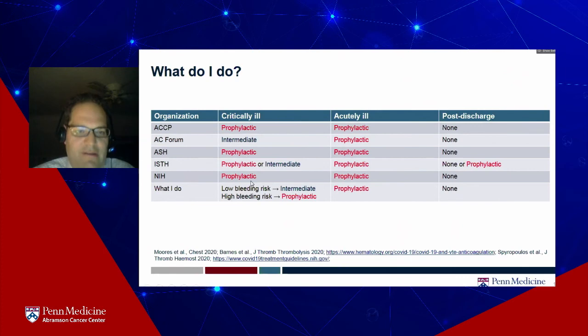And then the hardest group are the patients with critical illness, because they, of course, have the highest risk of clotting, but also the highest risk of anticoagulant-related bleeding. And so our approach at Penn has been, if these patients are judged to be at low bleeding risk, we suggest intermediate intensity anticoagulation. Whereas if they are judged to be at high bleeding risk, we suggest prophylactic intensity anticoagulation. But of course, these are just expert-based recommendations.